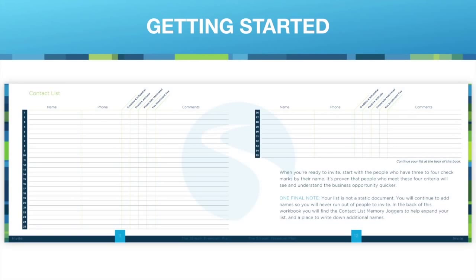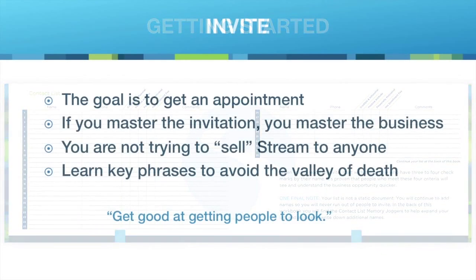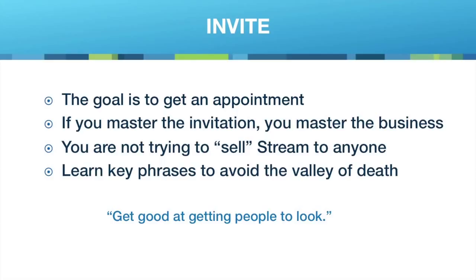Now, the first part of our Freedom Plan is invite. We've got 3 parts that we're going to talk about through the Freedom Plan: invite, share, and grow. So let's look at invite first and understand the goal of the invitation is an appointment. That's the only goal there. So don't get tied up in trying to mix the invitation with the business presentation, and don't try and start sharing too much information during that invitation.